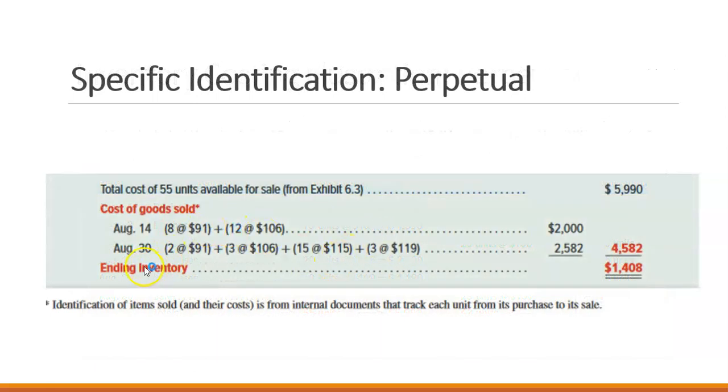And then on the August 30th sale, we sold 2 of the $91 units, 3 of the $106 units, 15 of the $115 units, and 3 of the $119 units. So with specific identification, we use the specific dollar amount that correlates to our inventory sold. Specific identification is typically used for large, expensive items, cars, jewelry, items with unique identifiers and unique prices.